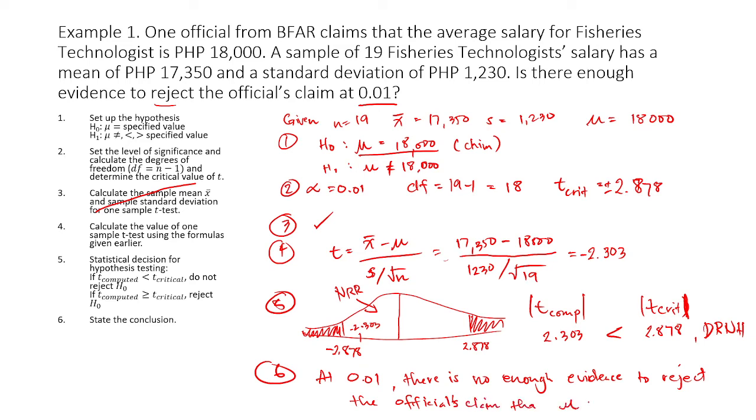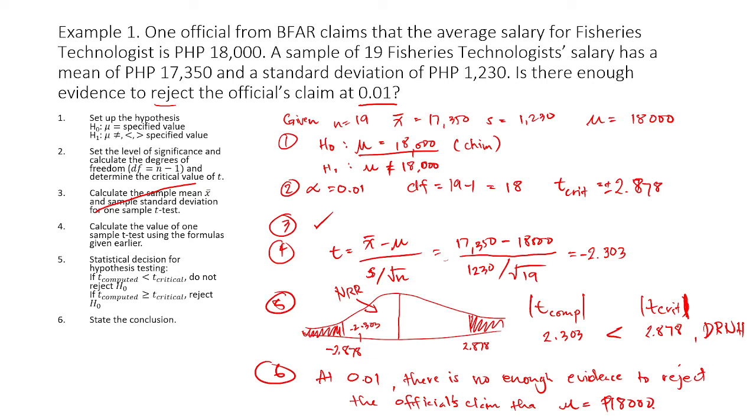That mu is equal to 18,000 pesos. So, pwede natin isulat ng ganyan yung ating conclusion. So, that is our t-testing. So, kung makapansin nyo class, similar lang siya dun sa approach natin dun sa ating z testing.